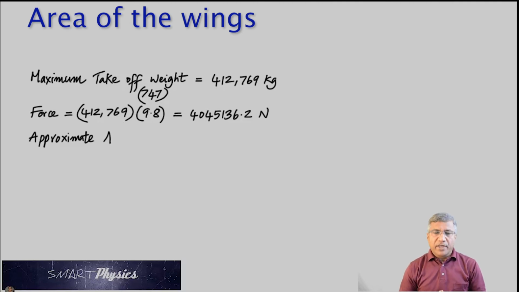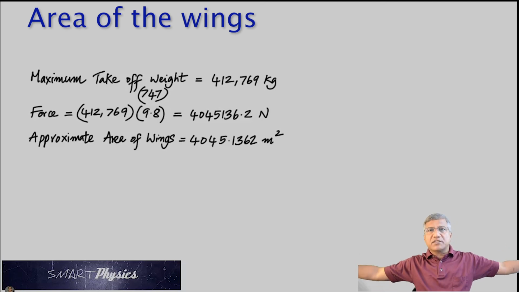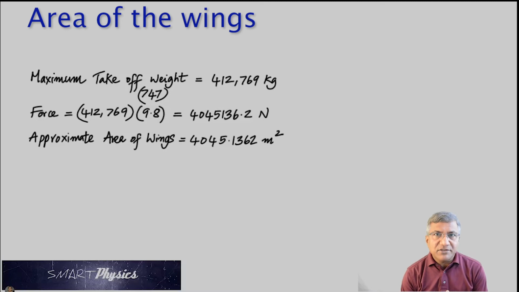4,045,136.2 newtons. And then, in order to get the lift equal to this weight, because we know that the lift must be equal to the weight, the approximate area of the wings can be calculated to be 4,045.1362 meters squared. That's huge. That's why the wings of a Boeing 747 are that big. Again, remember, we have not considered the lift on the body of the aircraft, neither have we considered the lift due to the thrust of the engines.